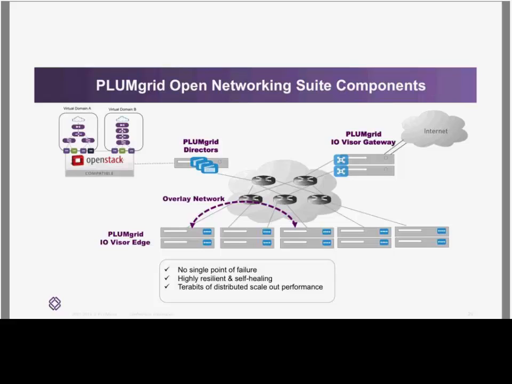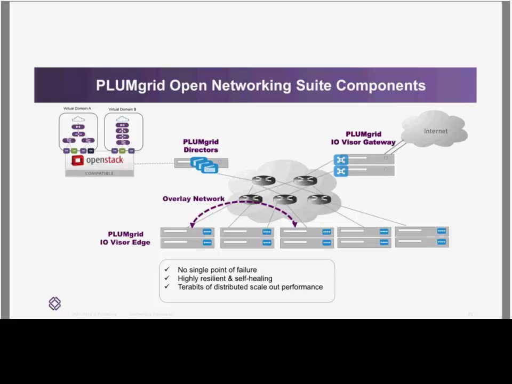Whenever you define your virtual domains, your networks through OpenStack, the IOVisor within each of the compute nodes will be the one implementing switching, routing, NAT, security, and so on and so forth. The IOVisor has been upstreamed, so it's available to the community. This is really a key component of the solution here. Now the IOVisor Edge is what provides connectivity to virtual machines and containers.